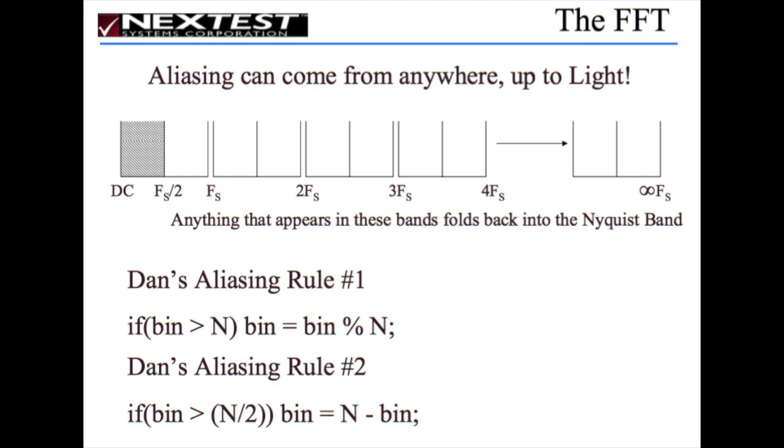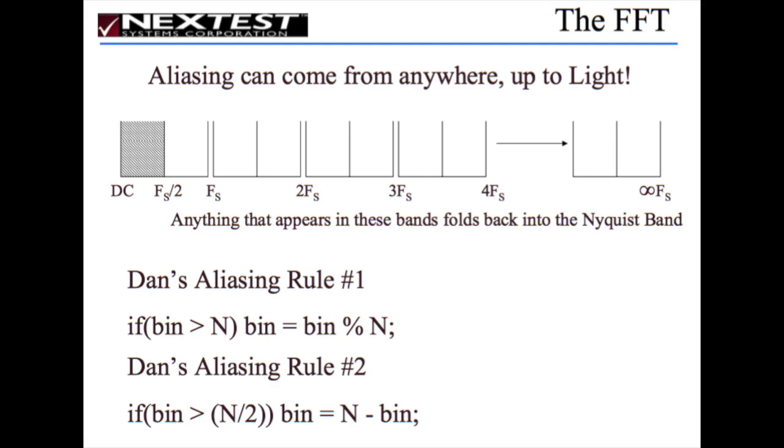Okay, let's look at Dan's aliasing rule number 1. We looked at number 2 before. If bin is greater than n, bin equals bin modulo n. Everybody knows the modulo thing, right? So we'll talk about it as time goes on, but let's say 6 modulo 2 is 0. 7 modulo 2 is 1. 8 modulo 2 is 0. 9 modulo 2 is 1. You see where I'm going?